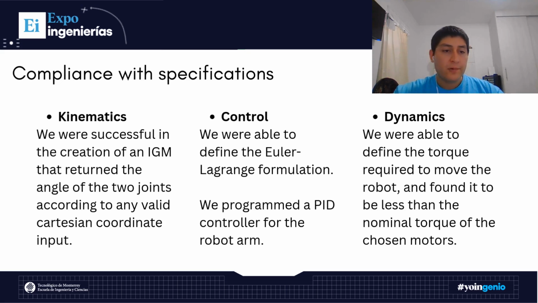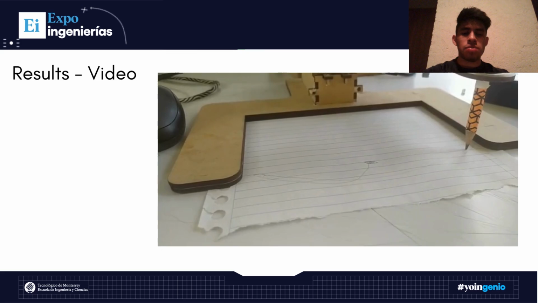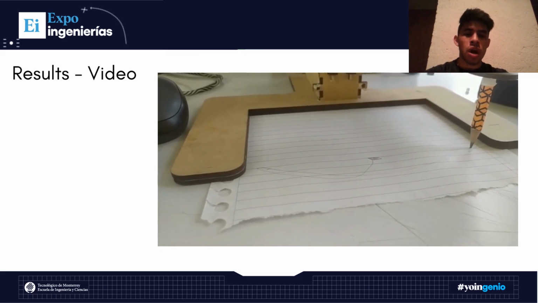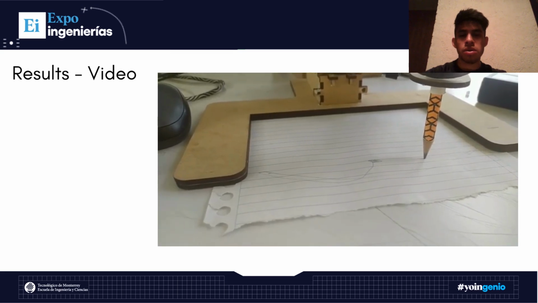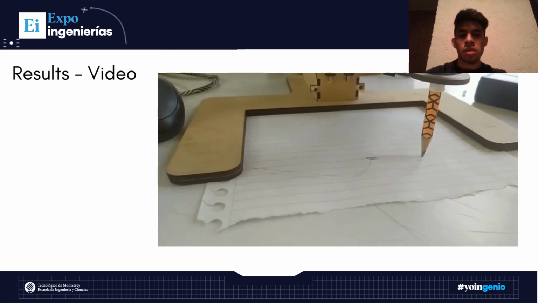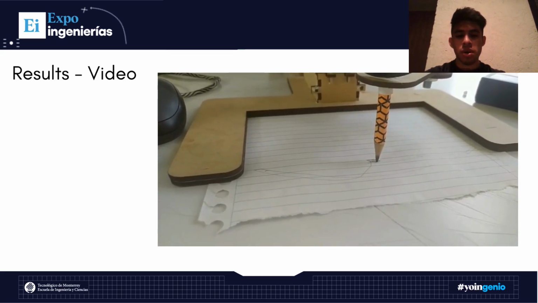With the three models and the successful integration of the IGM, we were able to define the Euler-Lagrange formulation and programmed a PID controller for the robotic arm, and we were able to define the torque of the motor. Here is a demonstration video of the robot arm with all the equations and all the evaluations applied in the control and programming of the robot.